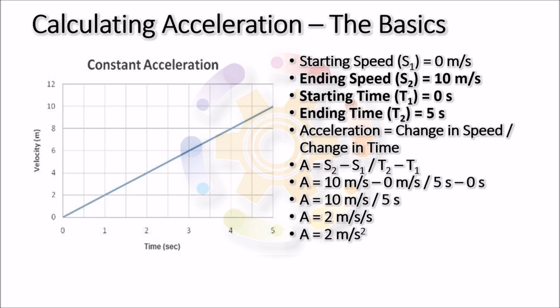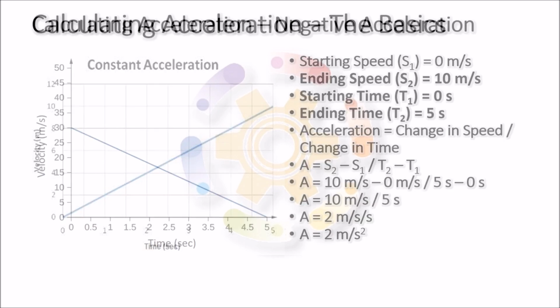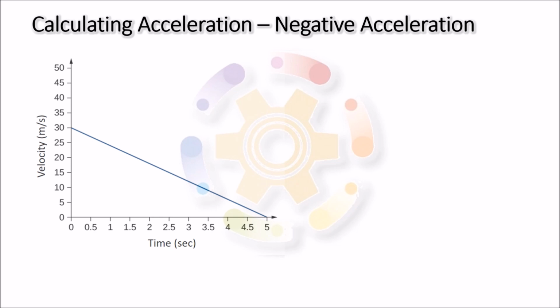Now this is the most basic acceleration graph you're going to see. The line is moving up and to the right. And this tells us that the acceleration is increasing, that it's a positive number. Alright, now let's take a look at what happens when our acceleration is negative. In this case the line is going down and to the right.